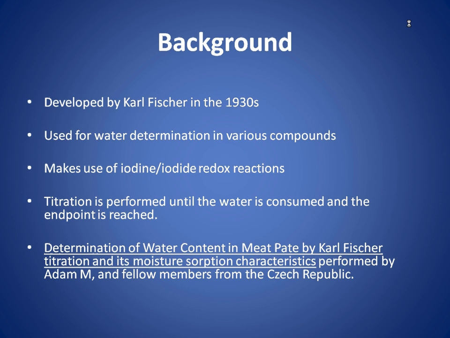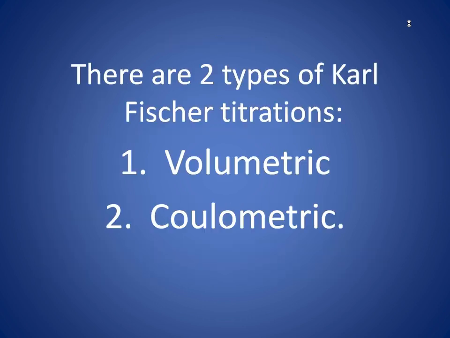Karl Fischer titration uses sulfur dioxide, an organic base compound, and iodine. It usually includes the addition of methanol or ethanol as well. Titration is performed until the water is consumed and the endpoint is reached. There are two main types of Karl Fischer titration: volumetric and colorimetric.